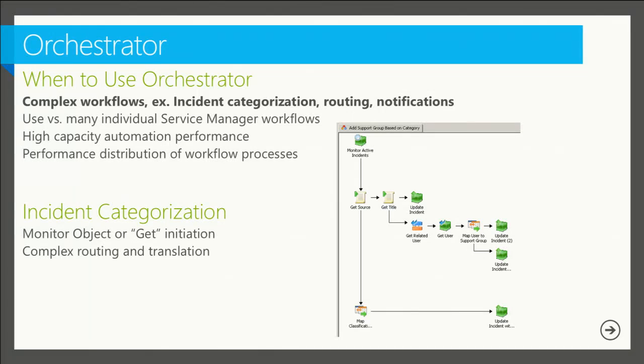We found this is also a great unit of scale because I can basically deploy an Orchestrator environment that does nothing but incident routing. And I can hammer that thing, right? And it doesn't have any impact on Service Manager. So I have a lot of great ways there to segment my performance onto separate systems and keep my performance of getting incidents and writing incidents really fast.